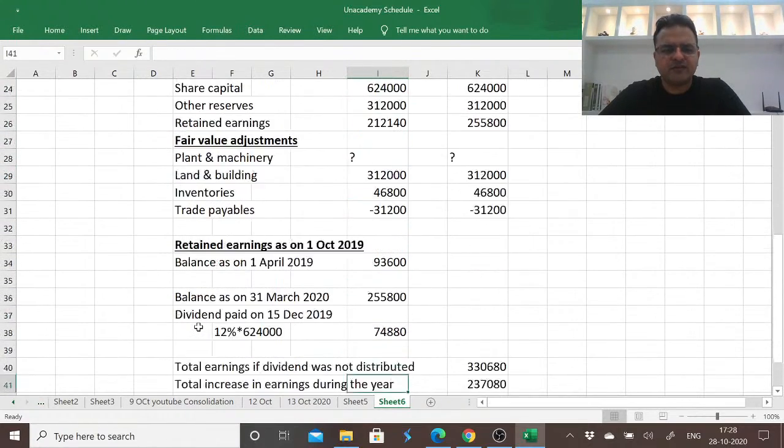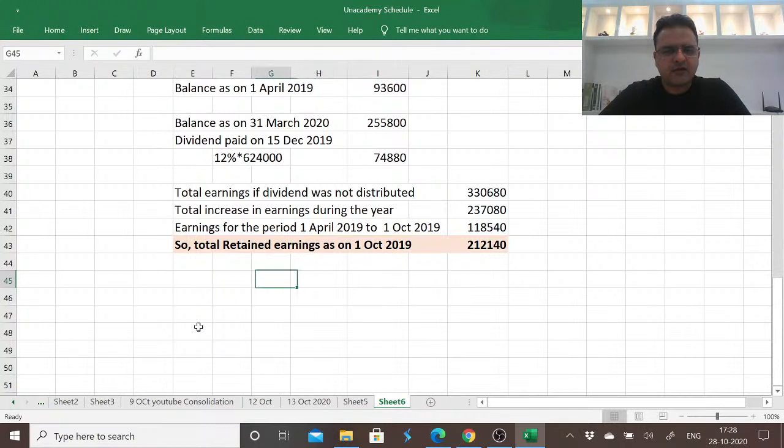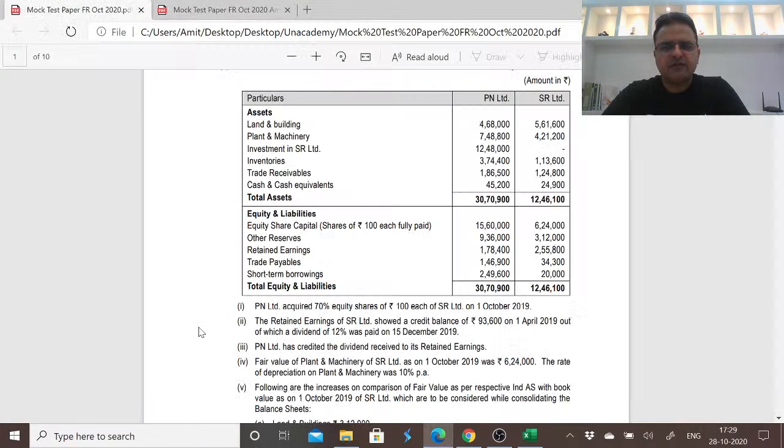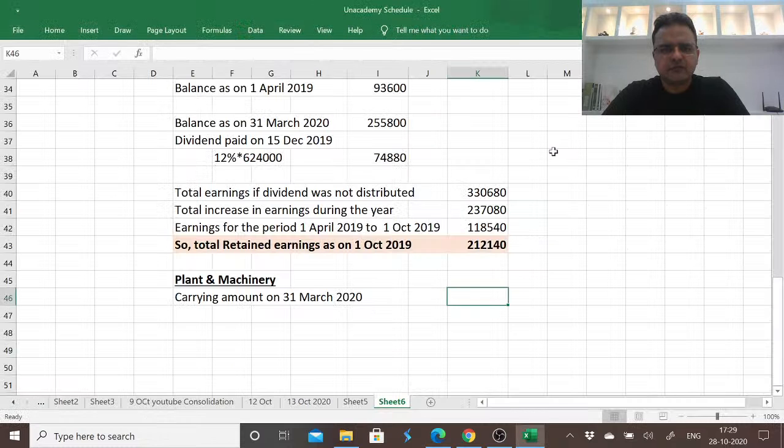Now we need to know the plant and machinery position. Plant and machinery carrying amount on 31st March 2020 is equal to 421,200. 421,200 is the carrying amount.